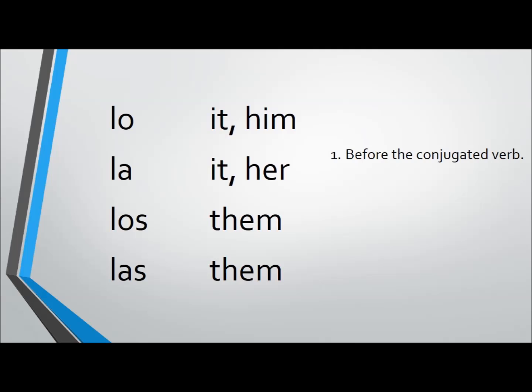Secondly, where do we put them? Rule number 1, we put them before the conjugated verb. There's a conjugated verb in every sentence, so if you follow this one, you won't be wrong. If there's an infinitive, you have the ability to attach it to the infinitive. Pause here, write this down, make certain you understand this fully before you move on.